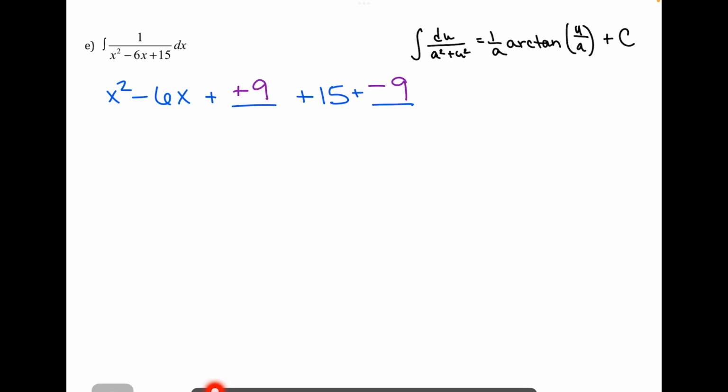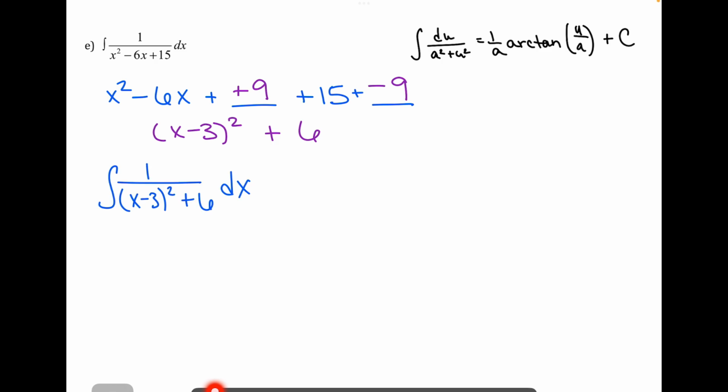So to complete the square, I'm going to have to add a 9. But I don't actually want to change the problem. I want to find the antiderivative of the function that was given to me. So since I added a 9, I'm going to go ahead and subtract a 9 as well. That means this denominator is going to be unchanged. By adding and subtracting 9, technically we've added 0, so we haven't actually changed the expression. Those first three terms can be factored as x minus 3 squared, and then 15 minus 9 is 6.